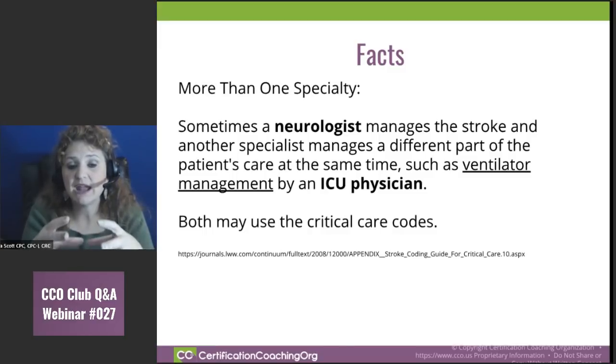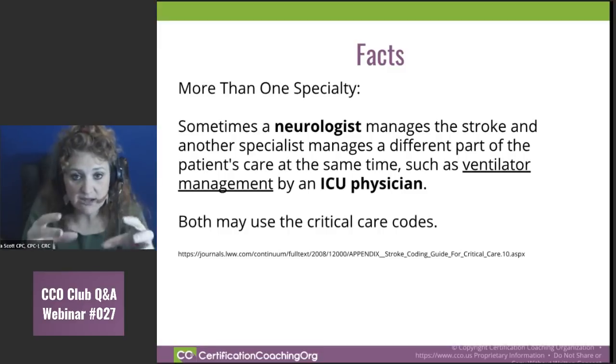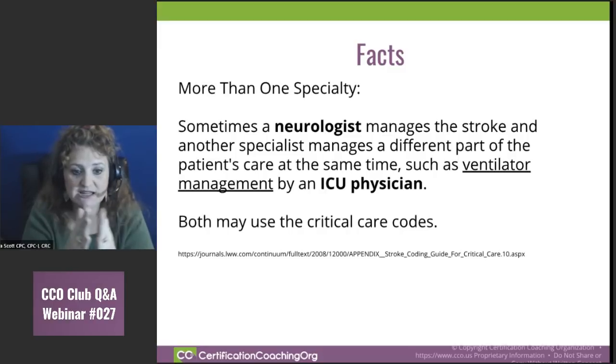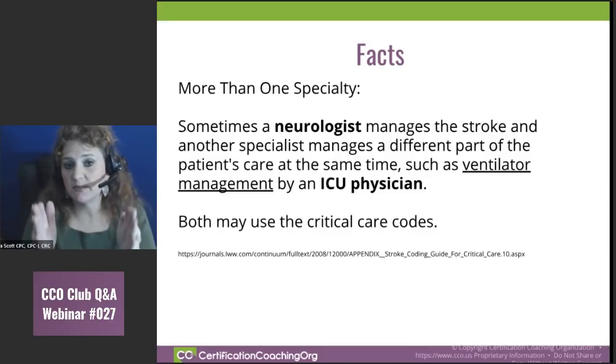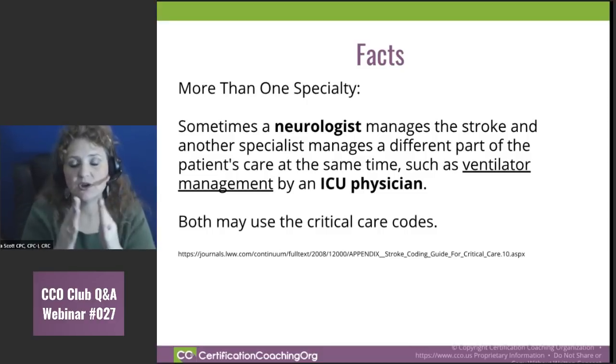So they are both working as a group in a combined effort to manage the care for that patient. But they are separate specialties, the ICU specialist and the neurologist specialist. They're working as a team. So each one of them is not going to combine those critical care codes. They're going to do them separate.